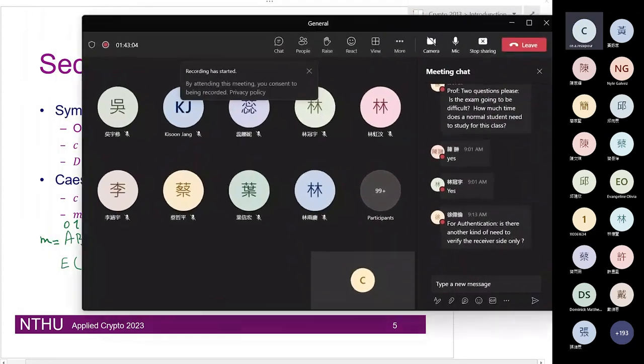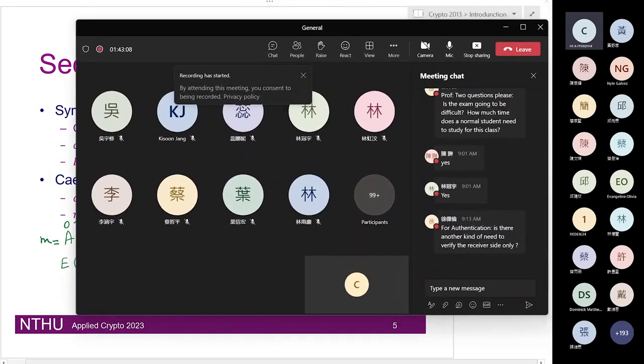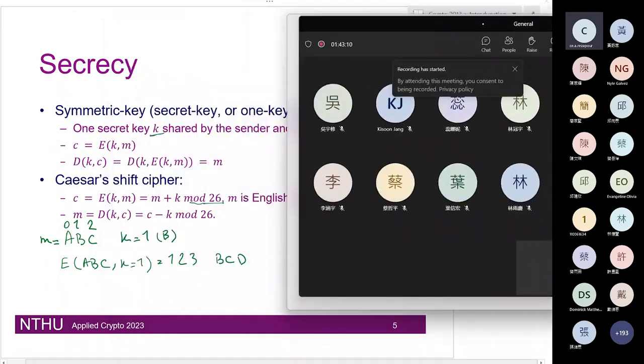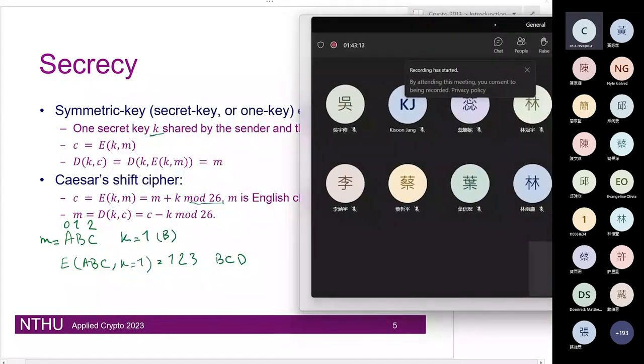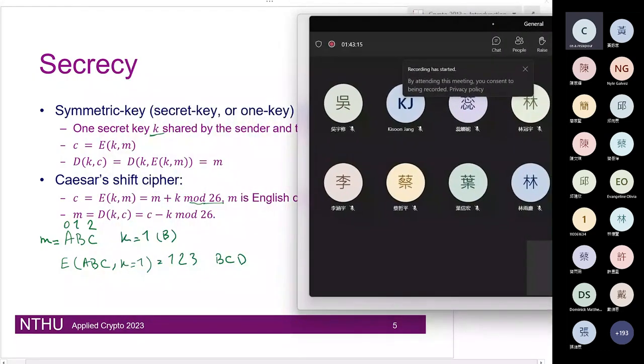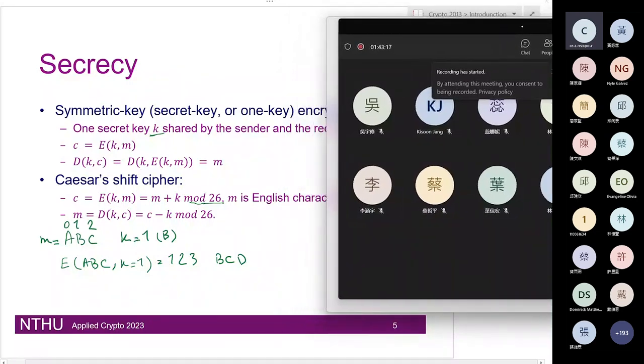So let me get to this question. I will get back to your question very soon. So anybody want to discuss any idea? What do you think is wrong with this crypto system?